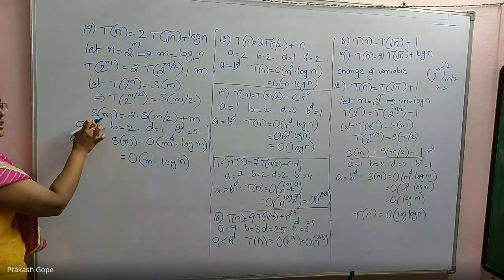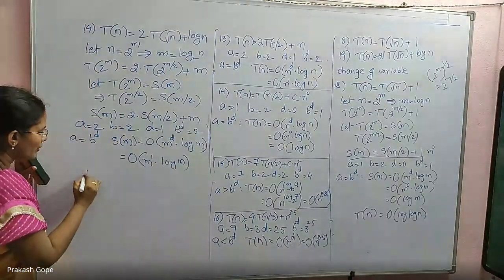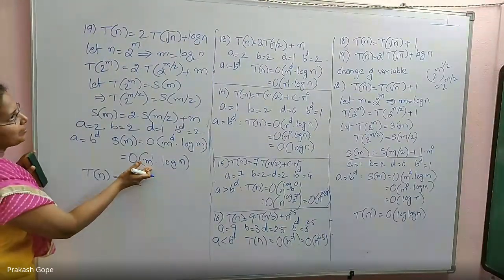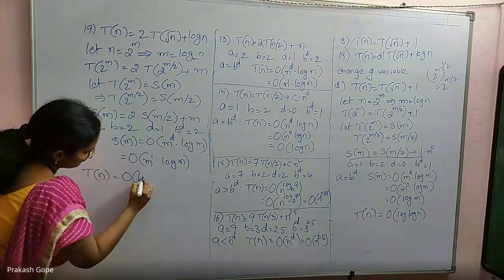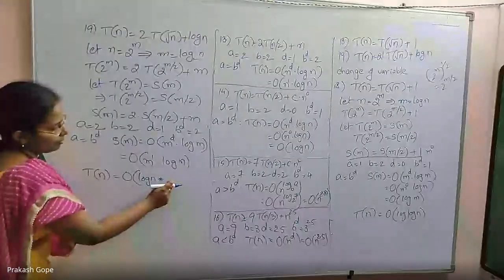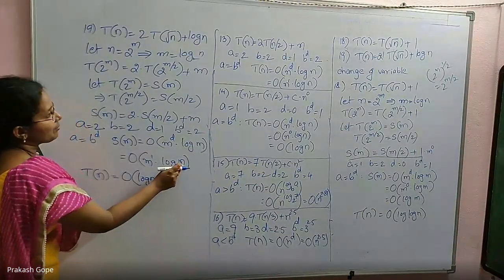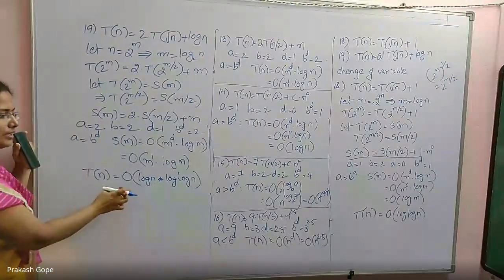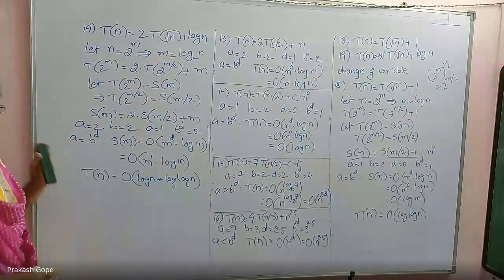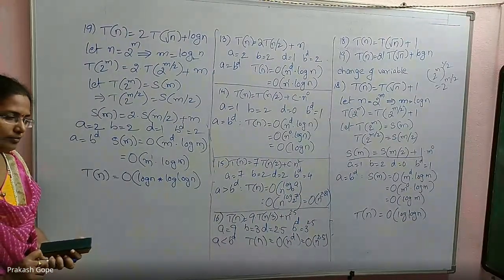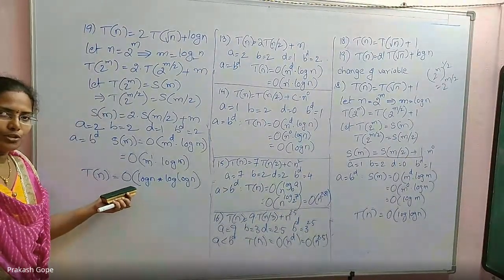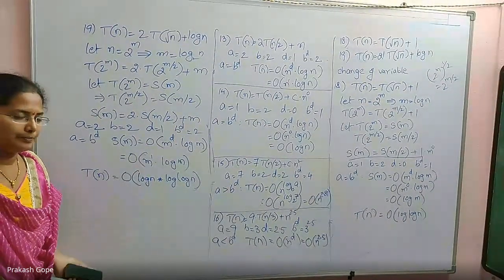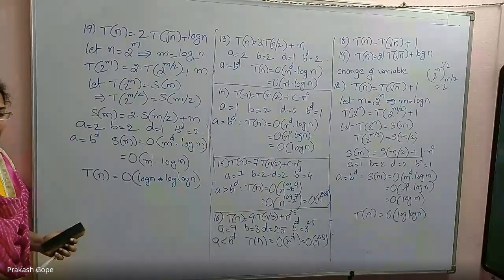This is the solution for this, but I want it in terms of n. T of n is equal to, substitute back. What is m? m means log n, into log of m again, log log n. That's all. So T of n answer is log n into log log n. You must observe this in the options, because the final answer should be in terms of n, not m. We changed it to m for our convenience.